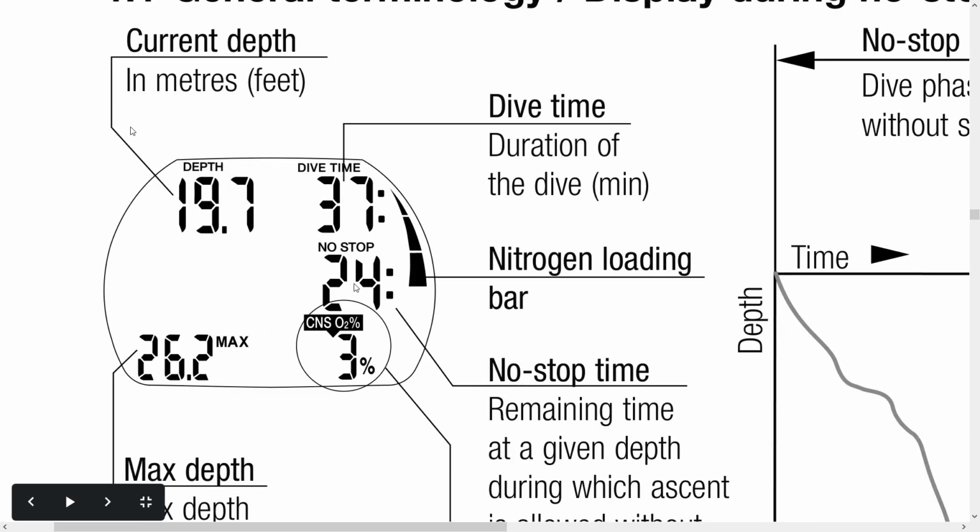During a dive, you'll see the current depth, as mentioned earlier, in the top left. This example happens to be in meters. The current amount of time underwater, which will increase the dive time in the top right. Again, the no stop or nitrogen time remaining.